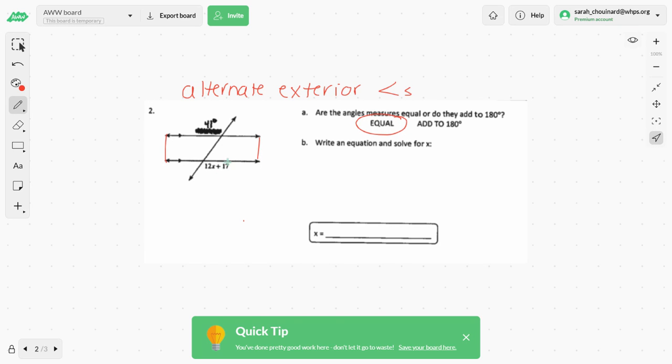So 12x plus 17 is equal to 41. So that's the equation we get to solve for x. So I'm going to subtract 17 from both sides, and I get 12x is equal to 24. Divide both sides by 12. X is equal to 2 in this problem.